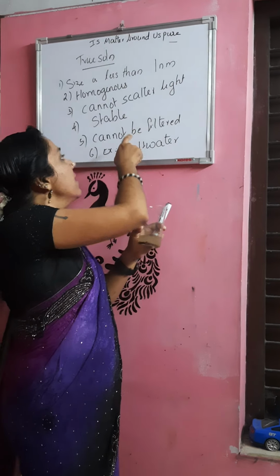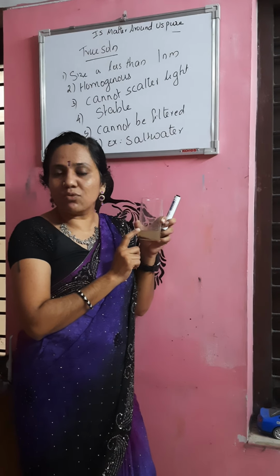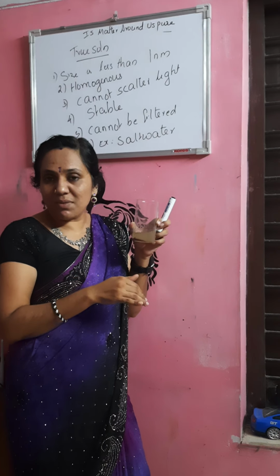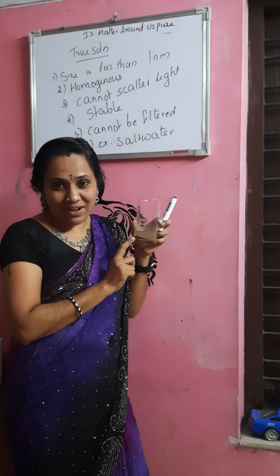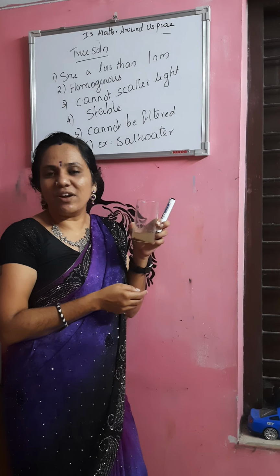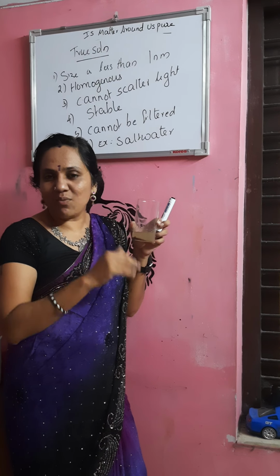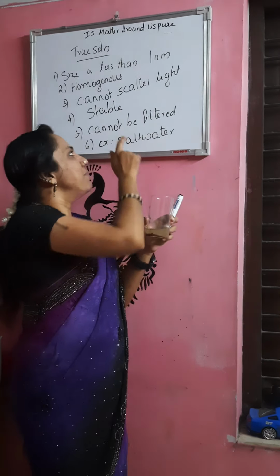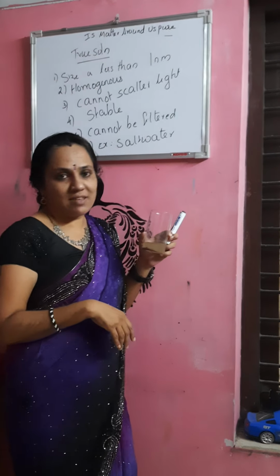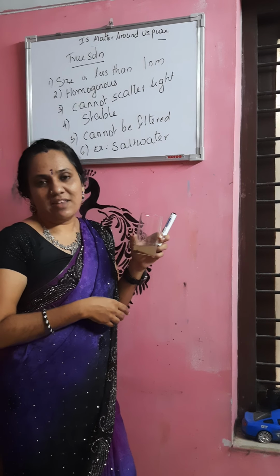Then the next thing: they cannot be filtered in the case of a true solution. What about here? They can be filtered through filter paper. When we pour this soil mixture, what will happen? The size of the soil particle is so large that it will remain on top of the filter paper. Only the water will go through the pores of the filter paper and the sand will remain there. So they can be separated by the process of filtration. The next thing is the example. I told you, soil in water or sand in water is an example of a suspension.